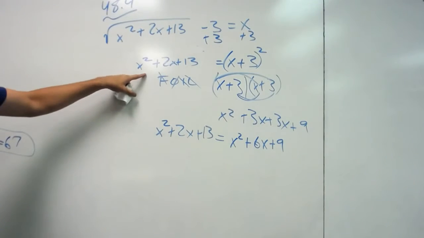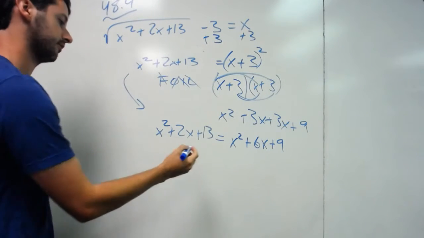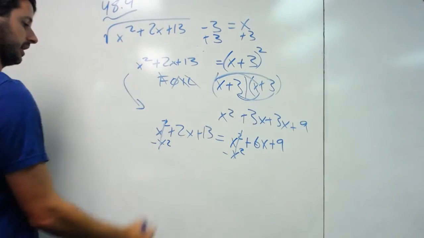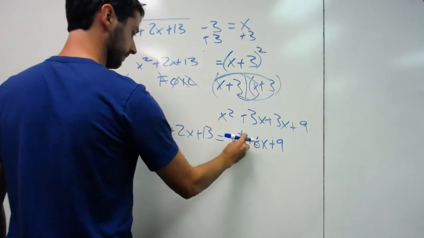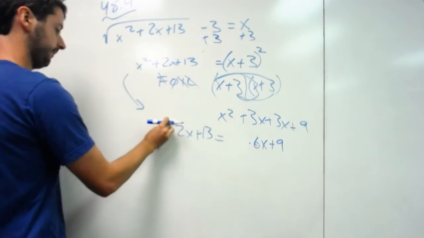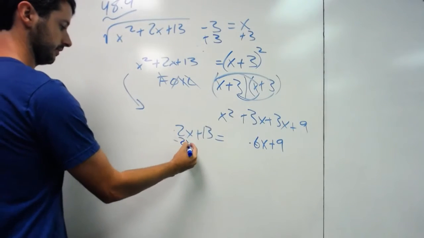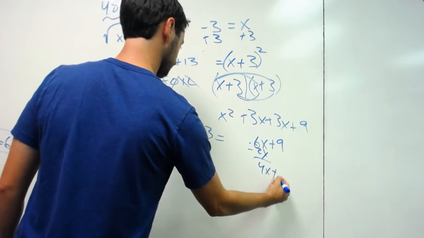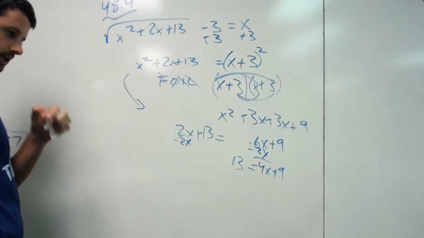Just kind of move this down. So now let's see if there's anything we can cancel. Now we see the x squared. Notice if I subtract this from both sides, it crosses out. So x squared would be no more. And now we can just solve for x. Subtract 2x to get 4x. 4x plus 9 equals 13.